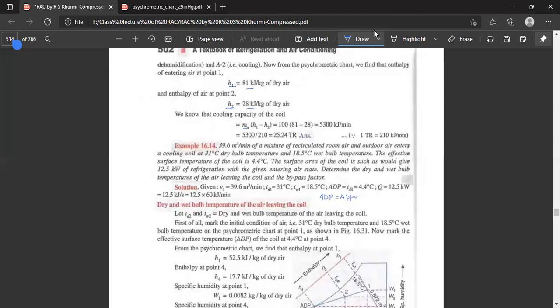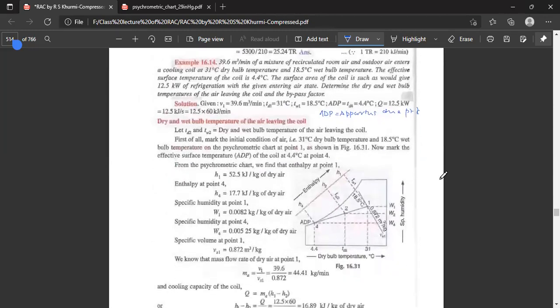The apparatus dew point temperature is given as 4.4. Q is 12.5 kilowatt, that is equal to 12.5 kilojoule per second, or 12.5 times 60 kilojoule per minute. So we need the dry and wet bulb temperature of the air leaving the coil, T2 and TD2.